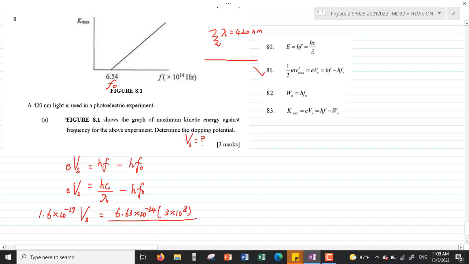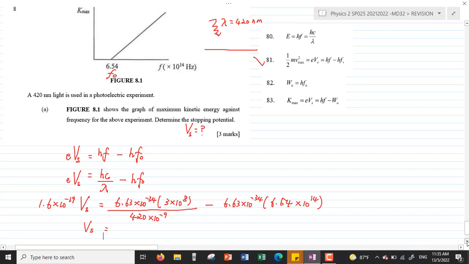Divide by the wavelength of the light we use, 420 nanometer times 10 to the negative 9, minus again the Planck constant multiplied with the threshold frequency read from the intercept of the graph, 6.54 times 10 to the power of 14. So we will get our stopping potential. If you do your calculations correctly, you should get a stopping potential of around 0.25 volts.